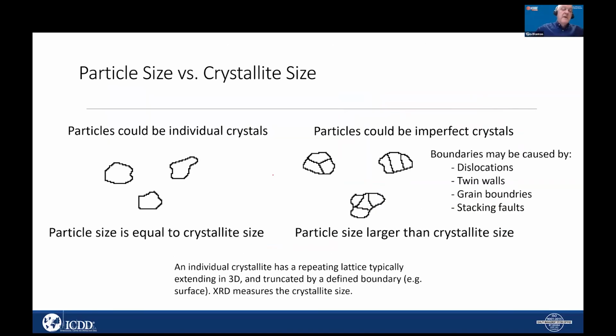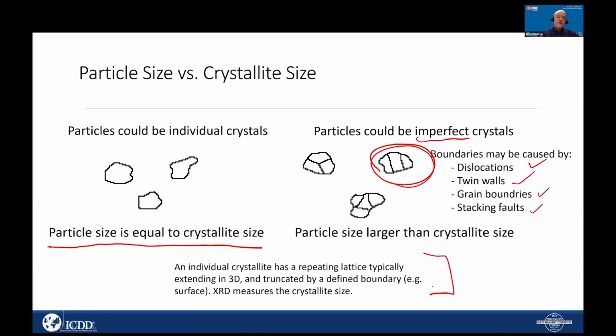So let's quickly talk about particle size versus crystallite size. When we talk about particles, they could be individual crystals, and in this case, the particle size is equal to the crystallite size, almost like having small little single crystals. But particles are more often imperfect, and they can have things like dislocations, twin walls, grain boundaries, stacking faults within the particle itself. And when this is the case, the particle size is larger than the crystallite size. And this is typically the case.